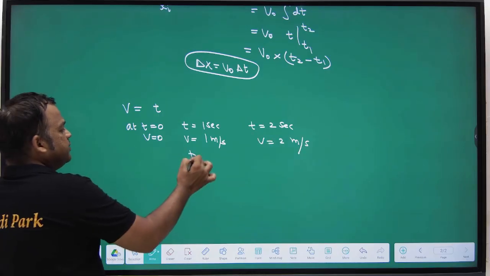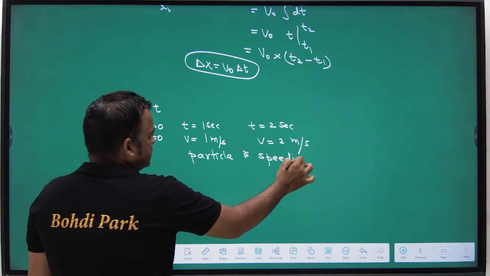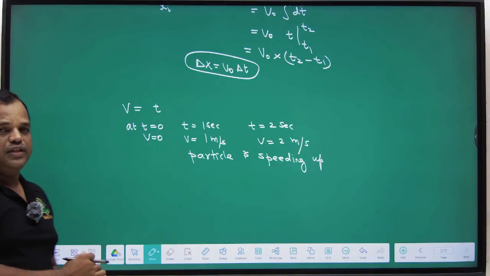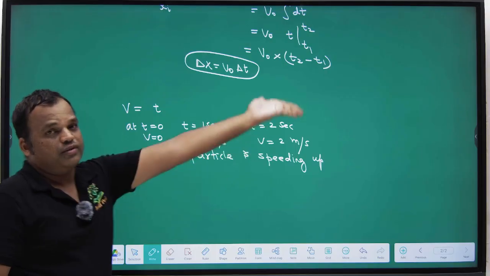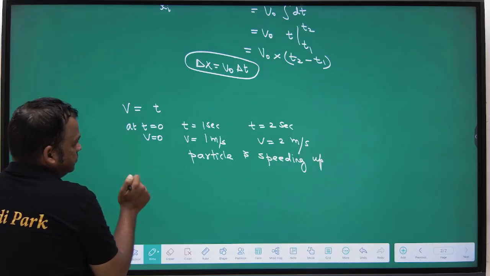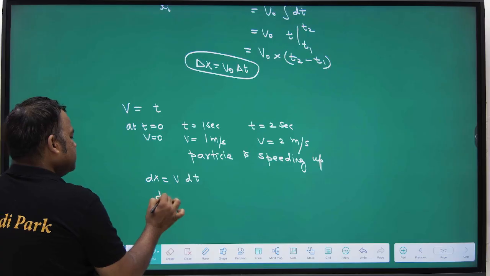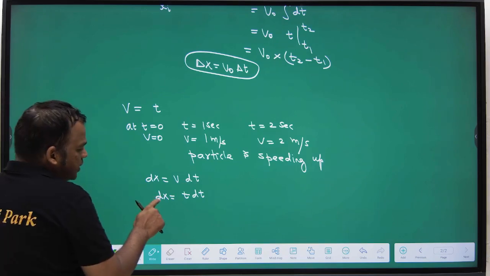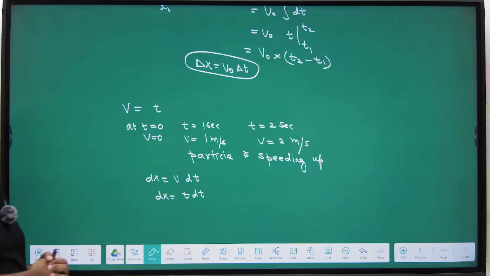The particle is speeding up. It is going more and more fast. Initially, it is slow. Then the speed is increasing. So it is going more fast. How to find displacement in this case? So dx will be equal to v dt. So v means t here, t dt. So now the dx depends on time t. Which instant we are talking about?